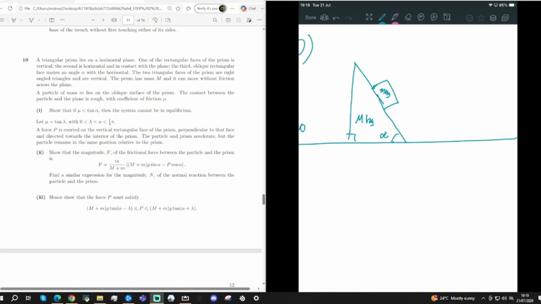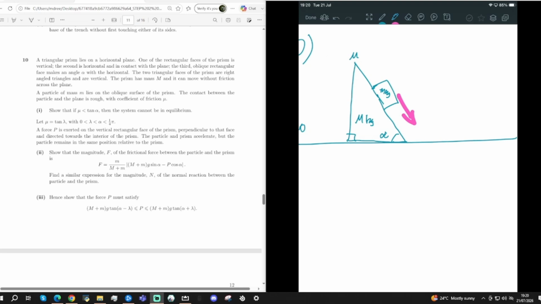Okay, we've also been told that the coefficient of friction here between these two is mu. And now we need to think, if mu is less than tan alpha, the system cannot be in equilibrium. Okay, well, firstly, let's break down what could go wrong in this situation. We could have this particle sliding down this face here. That would be a very simple way for this to break.